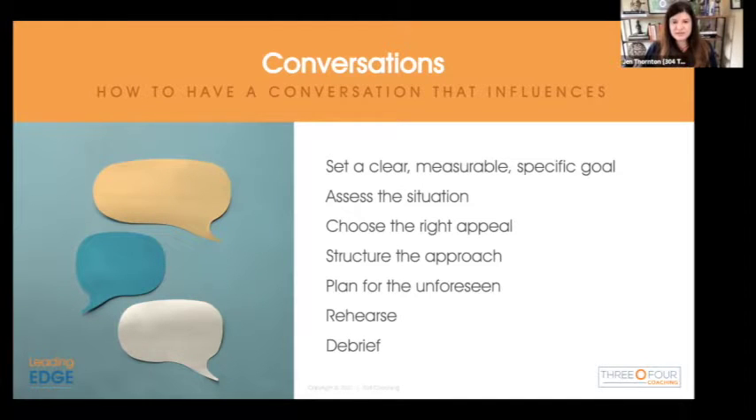So to create an influential conversation, the first thing we're going to do is set a clear, measurable goal. We're going to assess the situation. We're going to choose the right appeal. So important. We're going to structure the approach. We're going to try to plan for the unforeseen. Not always easy, because if we could see it, we would plan for it, but we have to stop and use that piece of it and plan for the unforeseen. We're going to rehearse, and I'm going to talk to you a lot about the opening line, because there's nothing more important in this situation than your opening line. And then we're going to debrief.